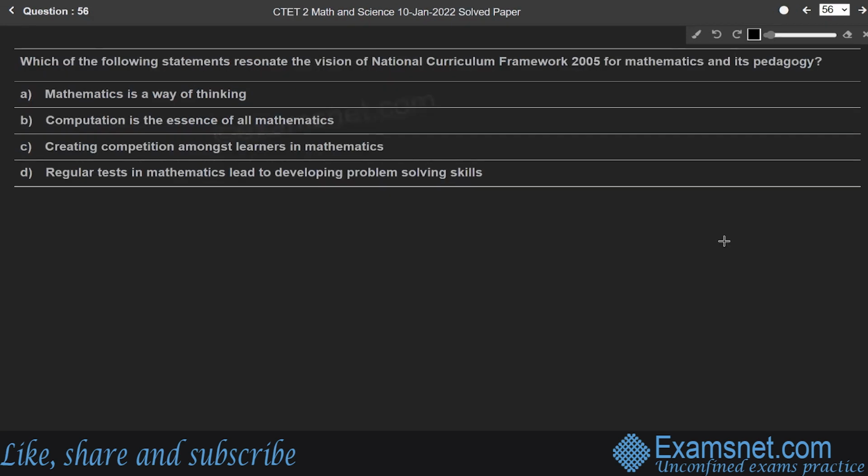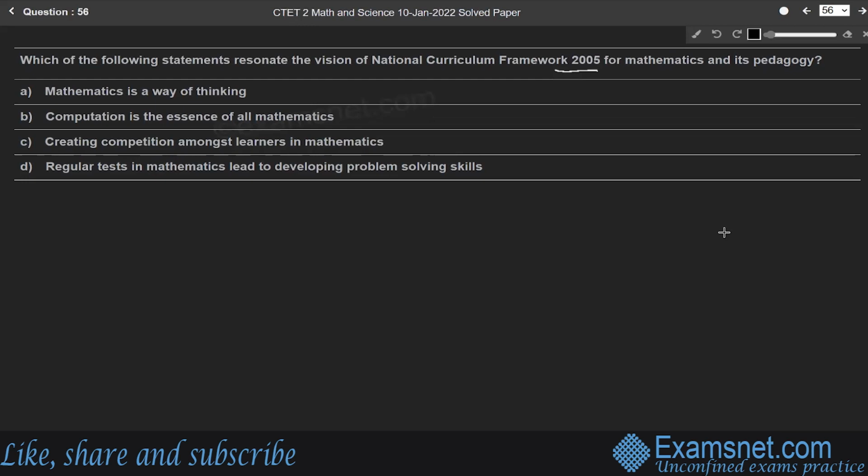Which of the following statements resonate the vision of National Curriculum Framework 2005 for mathematics and its pedagogy? Mathematics is a way of thinking. Computation is the essence of mathematics, creating competition amongst learners in mathematics. Regular tests in mathematics lead to developing problem-solving skills. Here the correct answer is mathematics is a way of thinking.